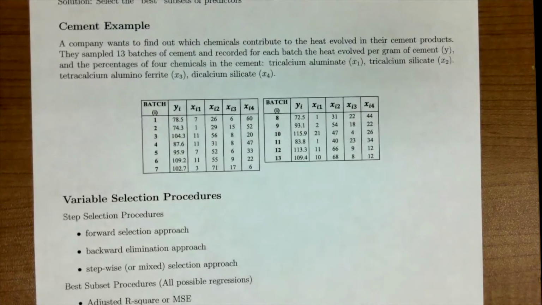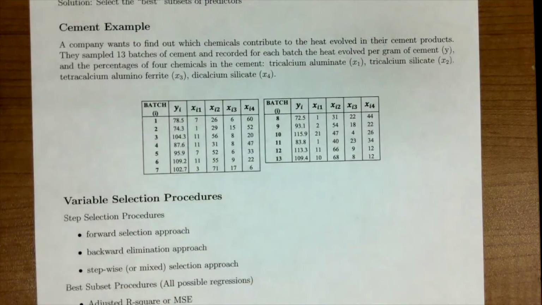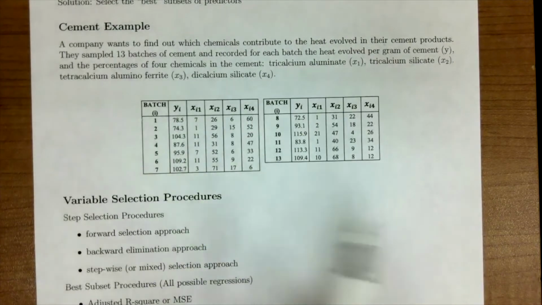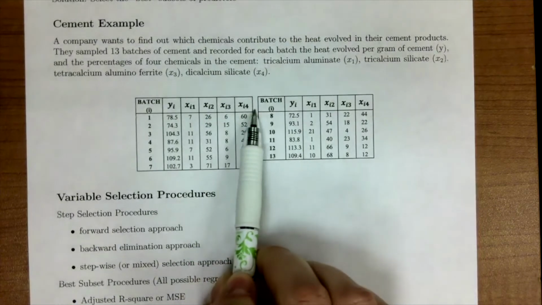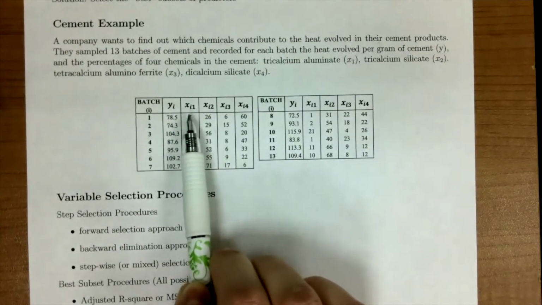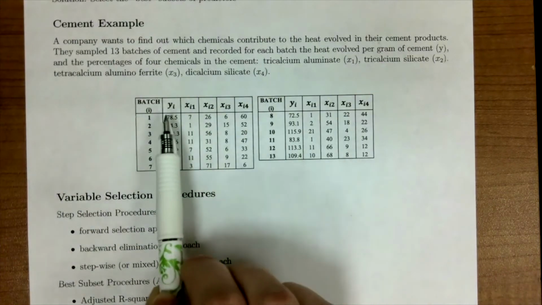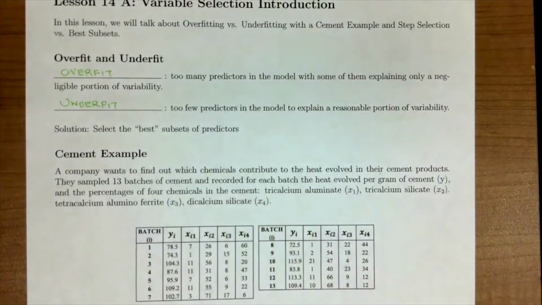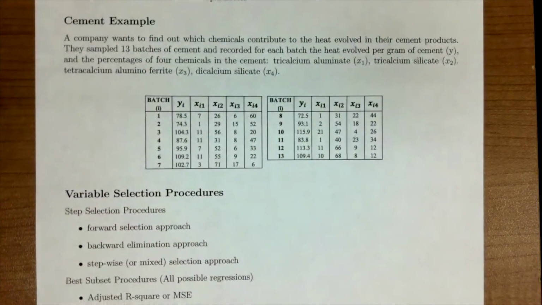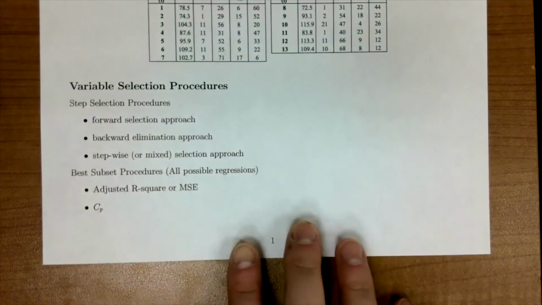Okay, so let's look at an example to see if we can motivate this even more. In lesson 14, we're going to have the cement example, where a company wants to find which chemicals contribute to the heat, the Y, in their products. So we have 4 chemicals, and I'm not going to try and pronounce those words to save myself some embarrassment, but we want to understand which of these 4 should or shouldn't be in the model to best help us explain our Y, hopefully without overfitting or underfitting the data. A couple ways we can do that is through variable selection procedures.